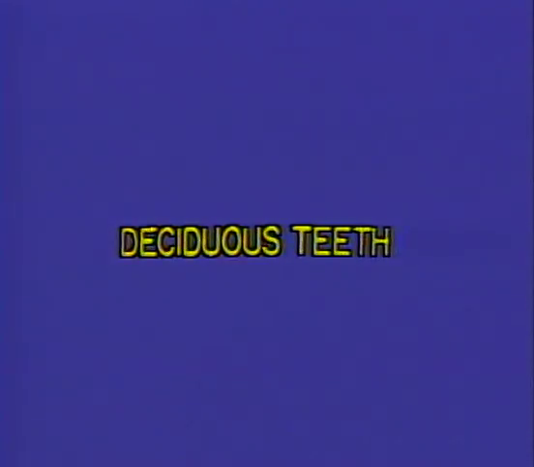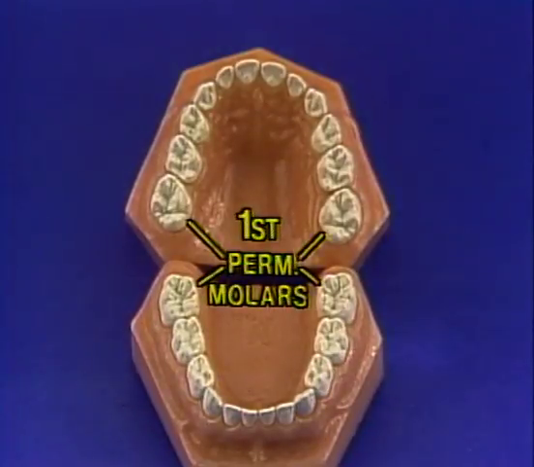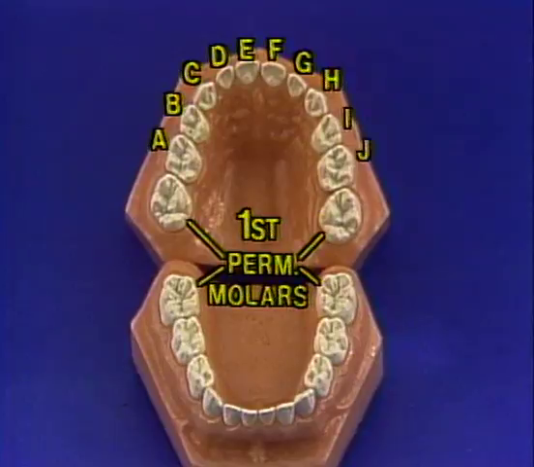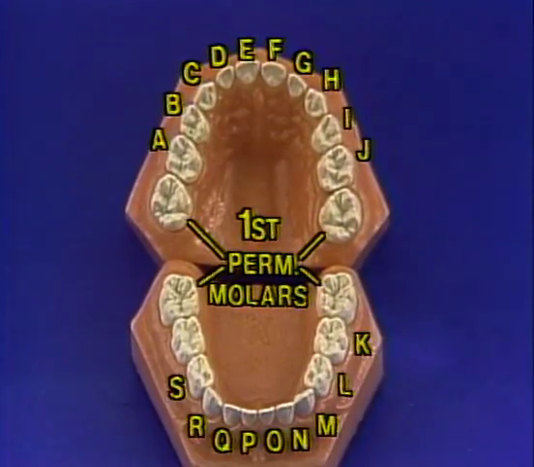Deciduous teeth. The 20 teeth of the deciduous arch are designated through the use of capital letters A through T, in the same sequence as described with the permanent dentition.